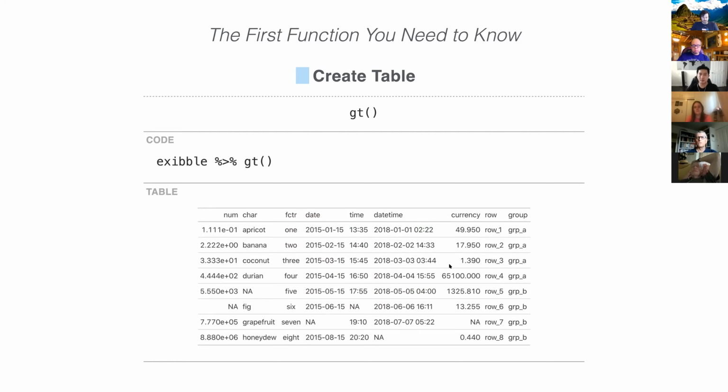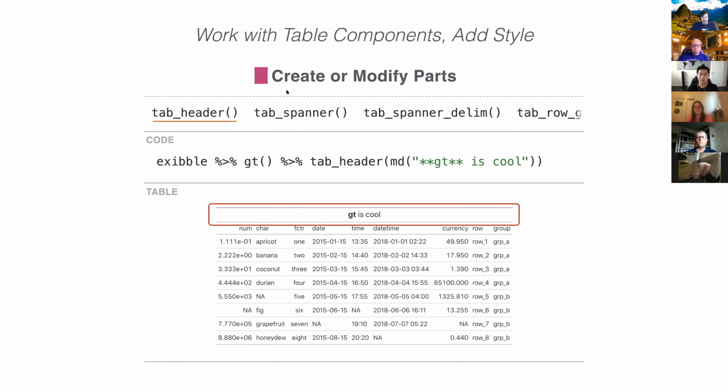Okay, now there are different families of functions. We have this family called create or modify parts, and there's a bunch of functions in it. I'm not going to go through all the functions because there are more than 80 functions in the package, so I'm going to show a few here. But this one's a great one. This creates a title. Easy to use. All these functions start with tab. You just do the usual, get the example table into GT, then tab_header, and give it a title. The first argument is a title. And you can use Markdown. Just use the md helper, and you can use Markdown there, and it bolds this GT.